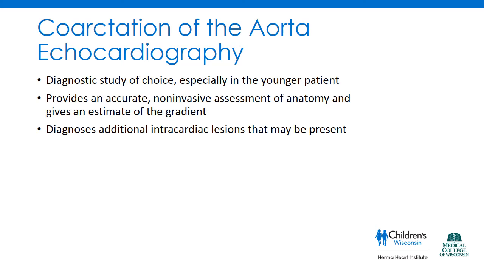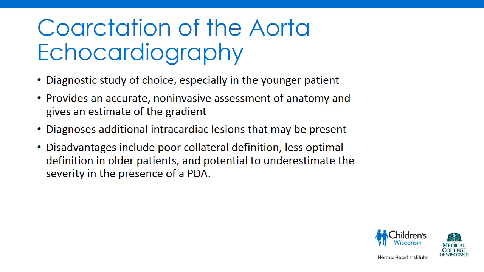It also is really important by echo to look for other intracardiac lesions. As we talked about, coarctation can be associated with many other intracardiac lesions, such as bicuspid aortic valve. Really, the disadvantage is we can't see the collateral flow that oftentimes these patients have post-ductally, and that's where CT and MRI can be very helpful.